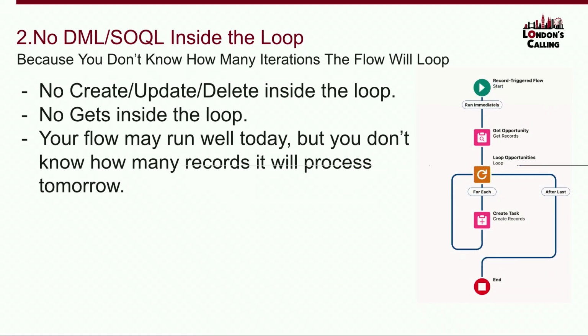No pressure. Okay, so second obvious, right? No DMLs, SOQLs inside the loop. What's DML? Data manipulation language, right? So your create, update, delete. What's SOQL? Your Salesforce object query language. Those are your gets. So how many do we get in one transaction? How many DMLs do we get? Do we remember? 150. How many SOQLs do we get in one transaction?